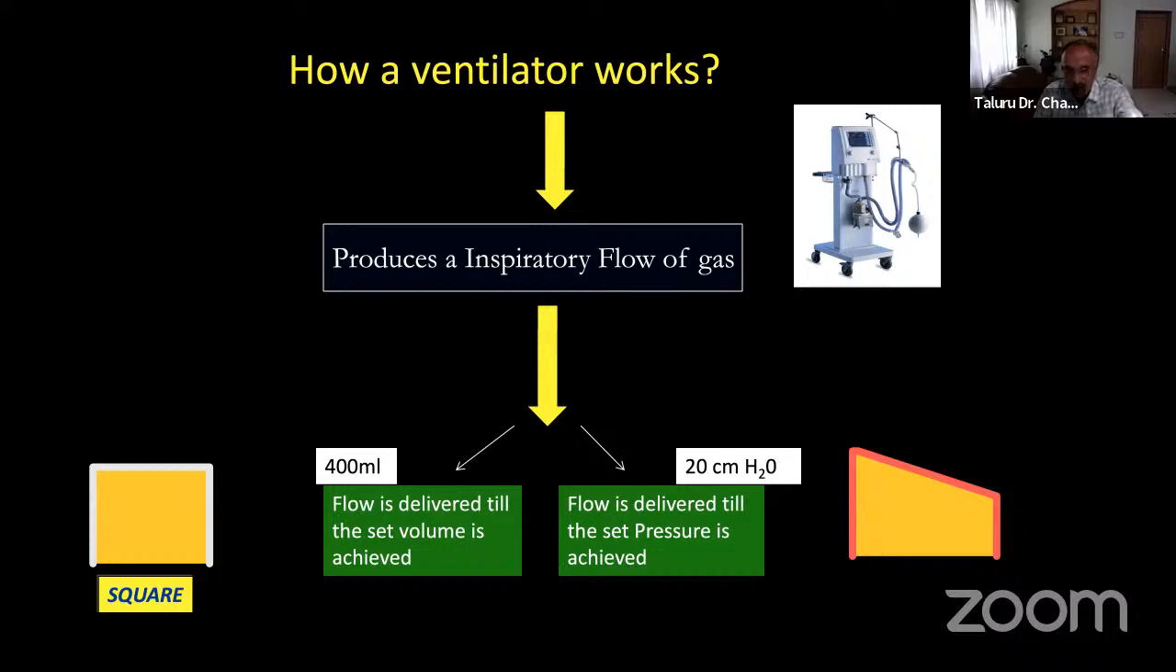In the next class, when I talk of graphics, whenever you see a square wave, your deduction is that it's volume controlled ventilation. If you see a decelerating wave, it is always pressure ventilation. So wherever you are, even in the OT, if you look at the monitor screen and see a square wave, it is volume ventilation. If it is a decelerating wave, it is pressure ventilation. You need not go near the ventilator. I can make out what it is.